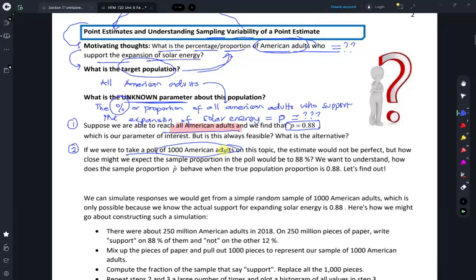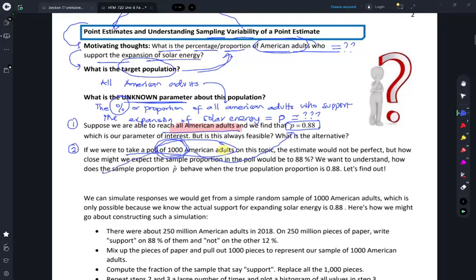Well, what do you think? Do you think that from that 1,000, exactly 880, representing 88% of those in that sample, will say that they support the expansion of solar energy? I would bet that if that is the case, that must be some serious luck. In other words, the proportion of those who support the expansion of solar energy can vary from one sample of 1,000 American adults to another.